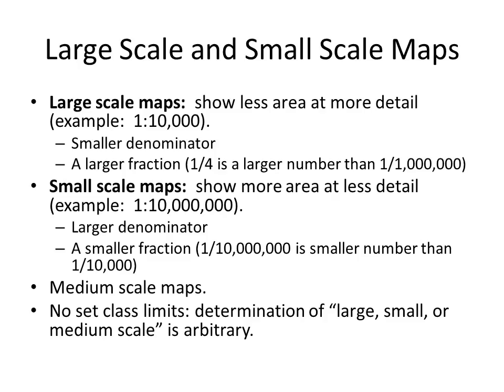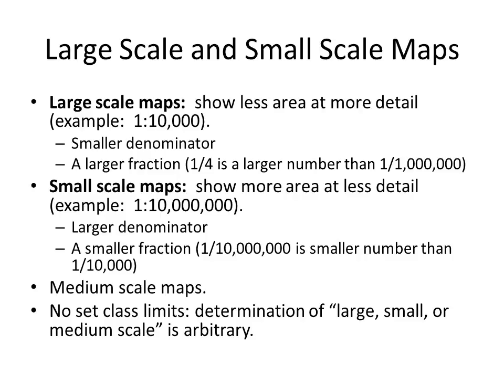We can describe map scale as either large scale or small scale. Large scale maps will show less area and more detail. For example, 1 to 10,000 would represent a smaller denominator than a map with a scale of 1 to 1 million. In the same way, a larger fraction, 1/4, is a larger number than 1/1,000,000th. So 1/10,000th is a larger number and a larger scale than 1/1,000,000th. Small scale maps would show more area at less detail.